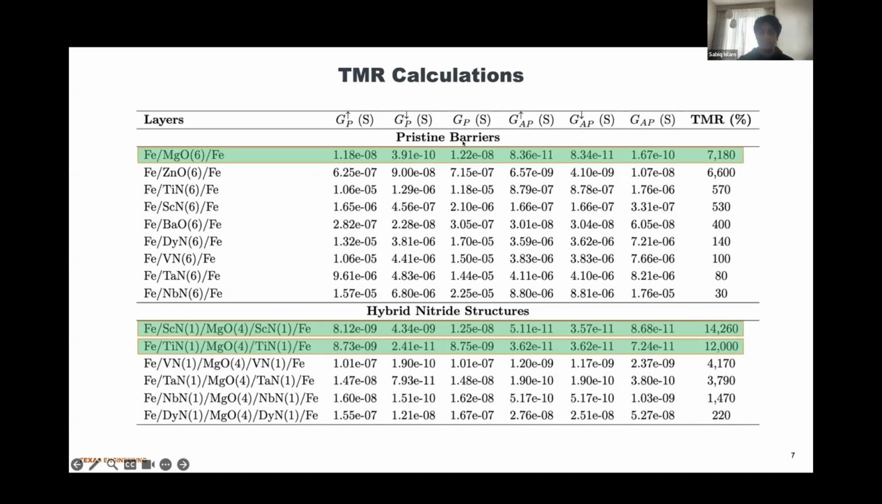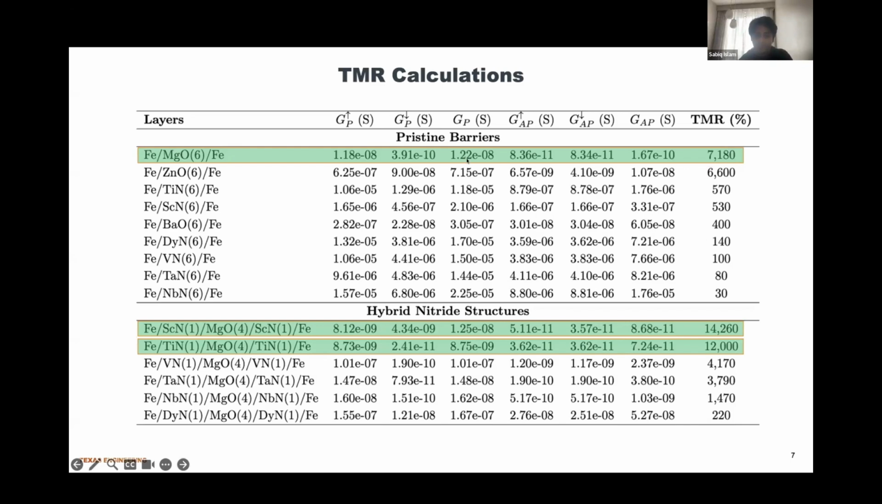From the pristine barriers, or pure material tunnel barriers, we see that magnesium oxide persists as the best, with zinc oxide coming in at a close second. However, when we tried our Josephson junction configuration, we see that for niobium nitride, it is a sizable TMR, but when we replaced it with scandium nitride and titanium nitride in the same configuration, due to the similarities in the electronic structure, we see that the TMR actually exceeds that of all the materials in this list here, with scandium nitride even being more than double what magnesium oxide was.